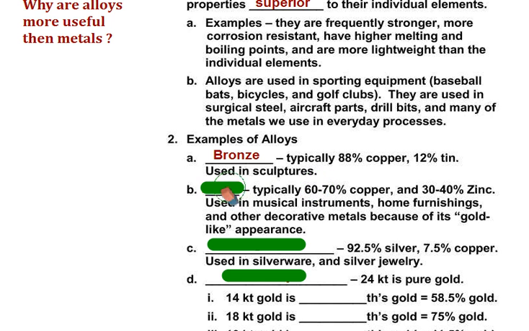Okay, but then we moved on from there to make brass, and brass is used in musical instruments and home furnishings, and it looks very much like gold. So brass was discovered to make things look pretty without having to be very expensive. Then we have other things. There's silver and copper. This is sterling silver, where it's 92.5% silver and 7.5% copper, and that's used for silverware and silver jewelry and so on.